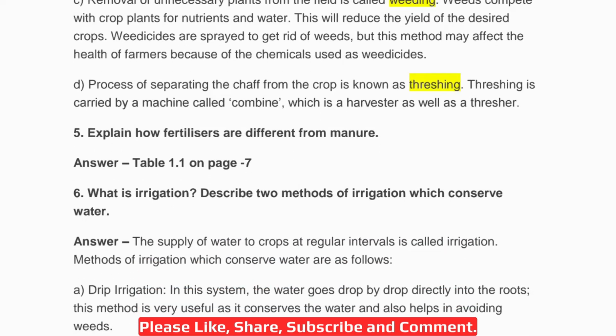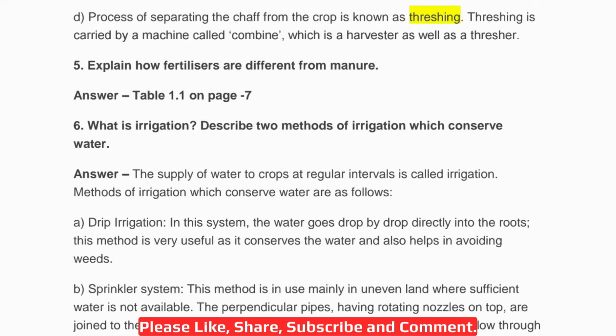Now the fifth question, explain how fertilizers are different from manure. Now children, this fifth answer I have not written. So this is table 1.1 on page number 7, and you can go and learn there. In case you don't find the answer, do let me know in the comment section. I will post the answer. Please don't worry, I will definitely post the answer if you want.